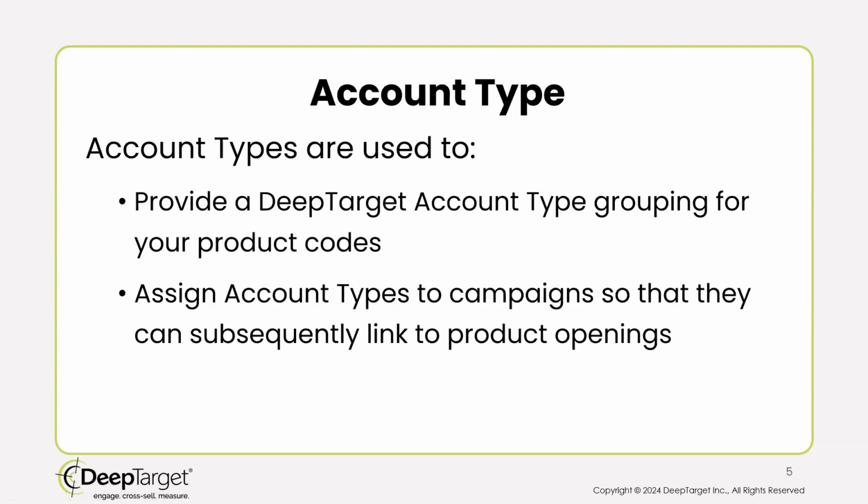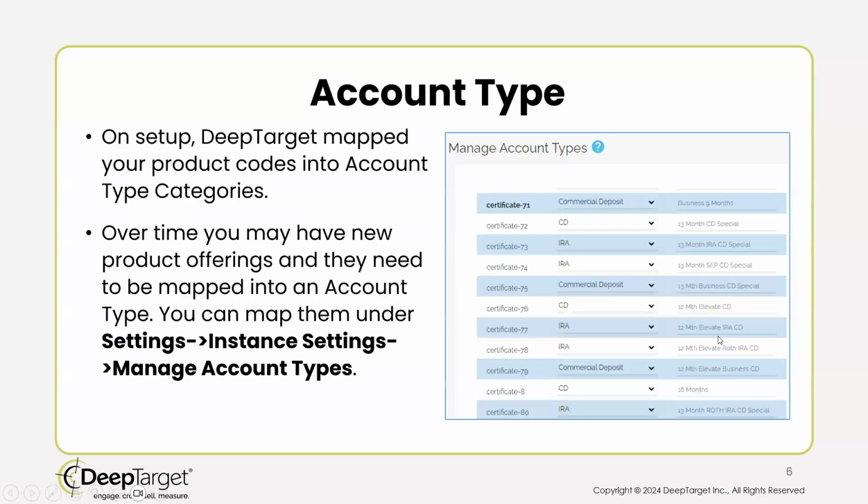Account types are used to group your product codes into a Deep Target account type. So if you've got like 20 CD product codes, you want to group them into the CD account type within Deep Target. But with account types, you want to make sure that you assign the correct account type or product code to the campaign so that they can link to your product openings. So we're going to show you how that's going to tie together.